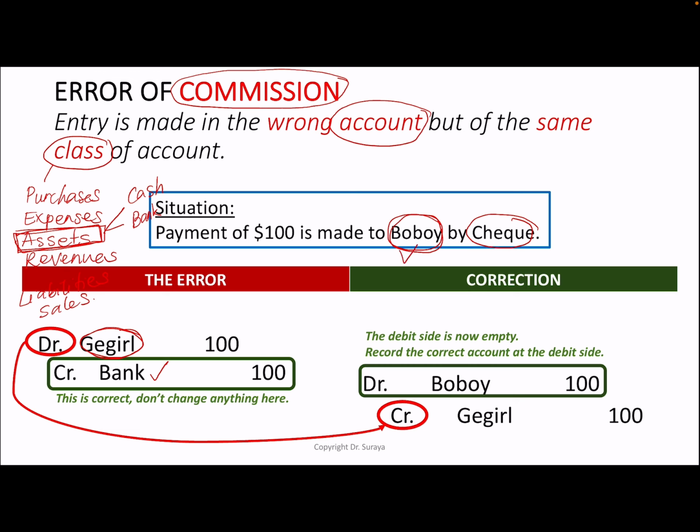Right, so now you have Boboy and you have the check, and the bank is correct. Gurgle, debit and credit is like positive and negative. You have eliminated it. So no longer is there any Gurgle here. Cool. So this is, guys, error of commission number 1. Let's move on to the next error.